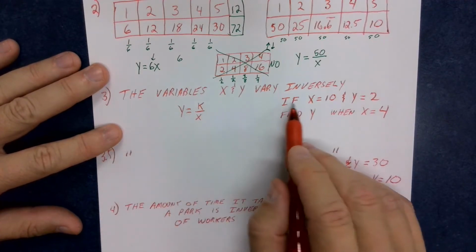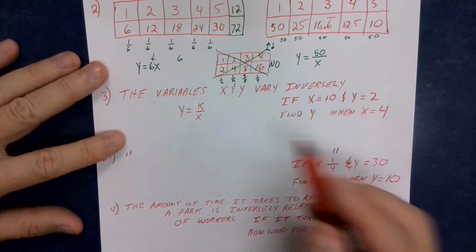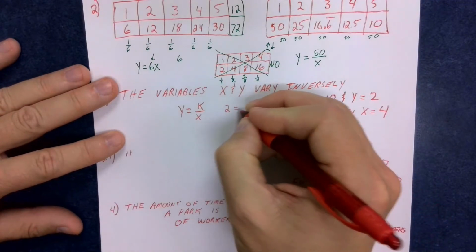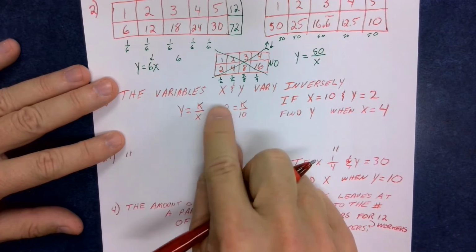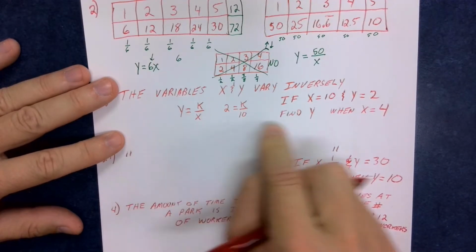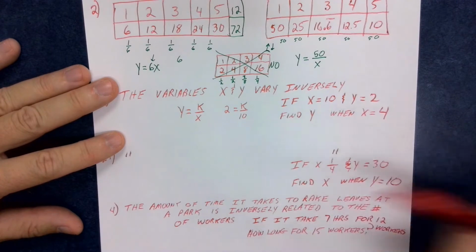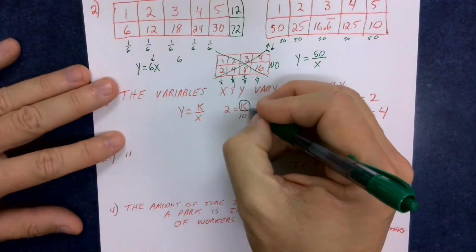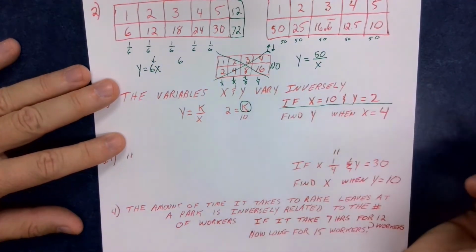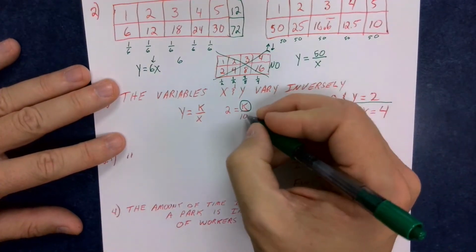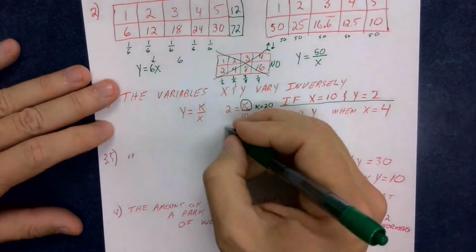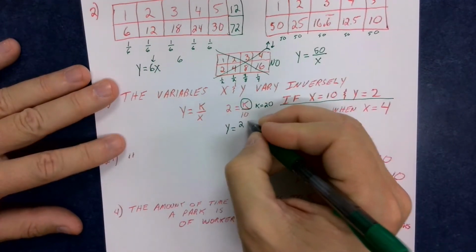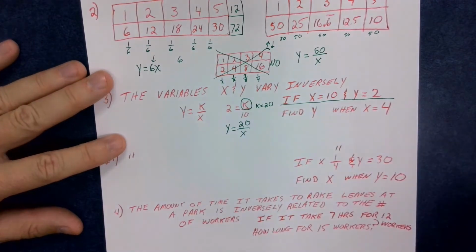So it says if x equals 10 and y equals 2, so I'm just going to simply write those in here. X equals 10, y equals 2. It says find y when x is equal to 4. So what you're going to have to do first is solve this statement to find out what my constant is. In this case, when I multiply by 10, I find out that my k is equal to 20, which means I now can write this new relationship, y is equal to 20 over x. Are we good on that?